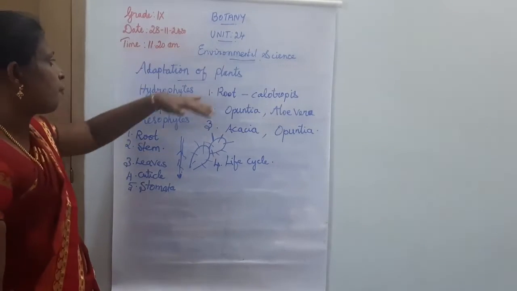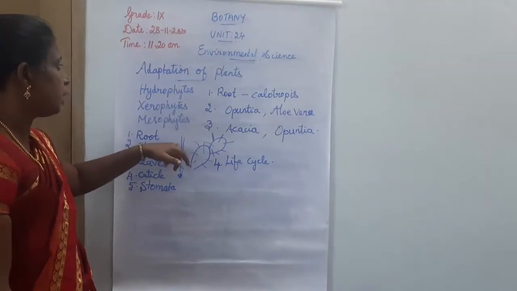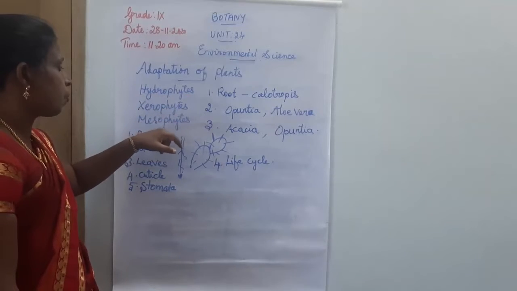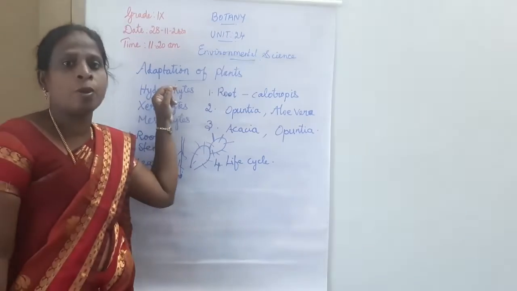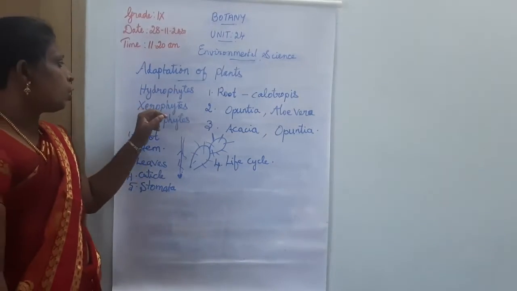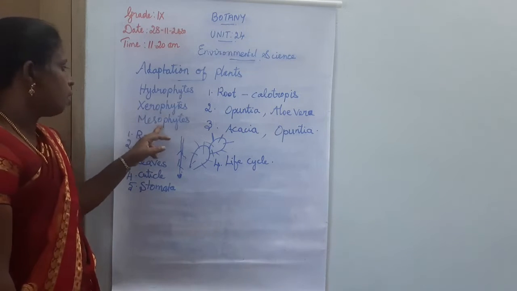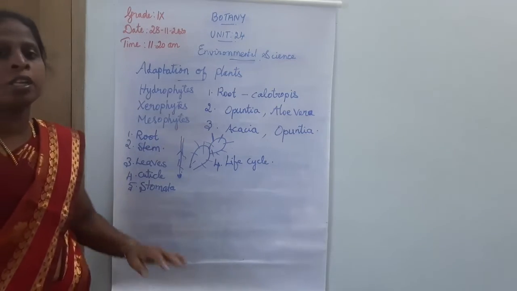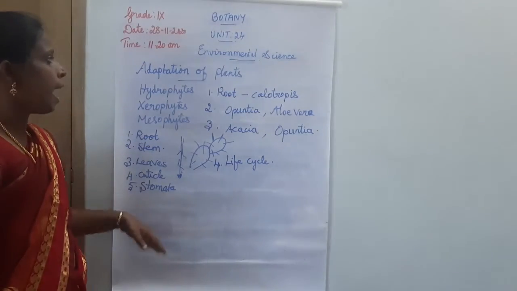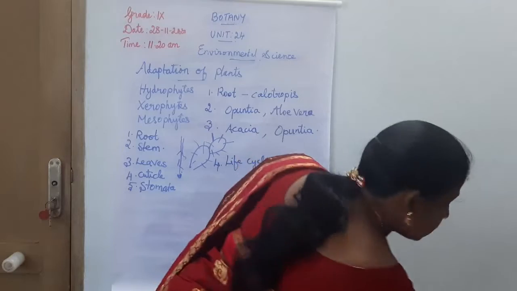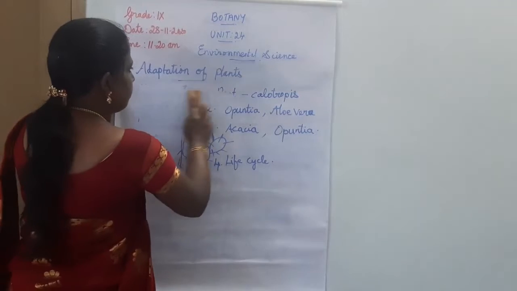So in adaptation of plants, we have learned that on the basis of water content, the plants can be classified into three types. They are hydrophytes, xerophytes, mesophytes. Hydrophytes are the plants which grow in water or near water bodies. Xerophytes are the plants which grow in dry habitat. Mesophytes are the plants which grow in moderate climate conditions. So this is about the adaptation of plants. Next we are going to learn about the adaptation of animals.